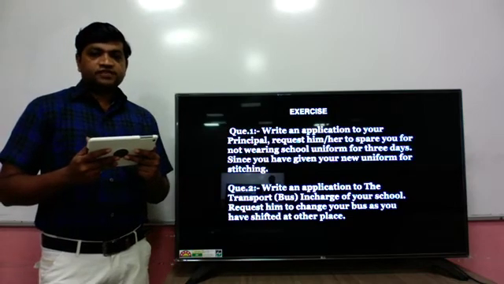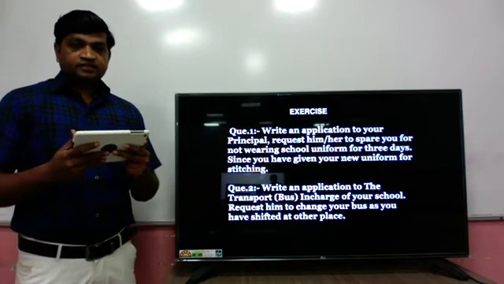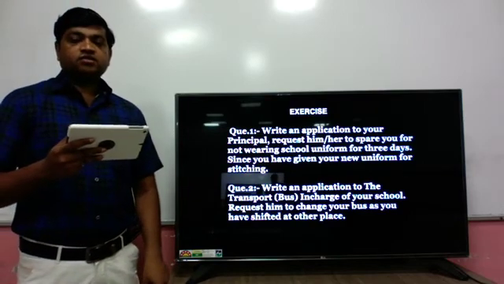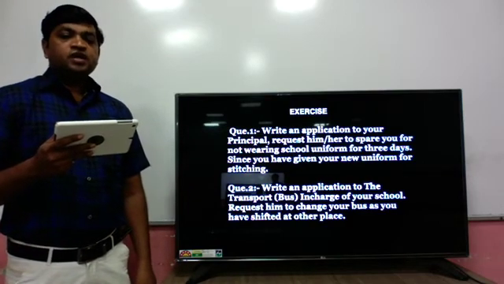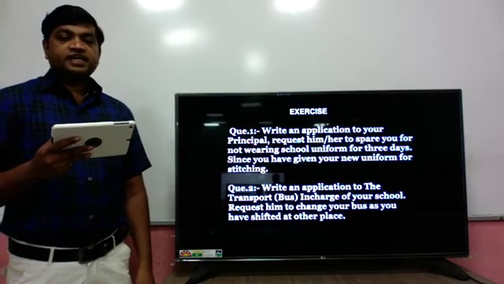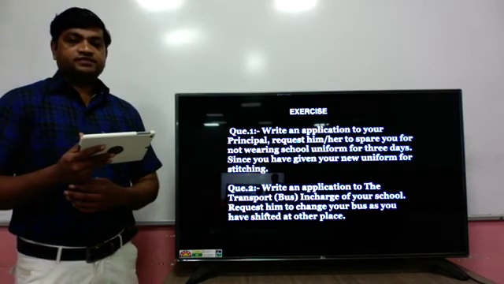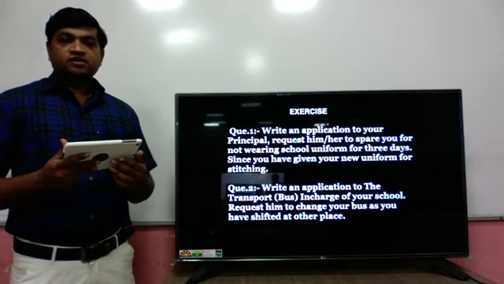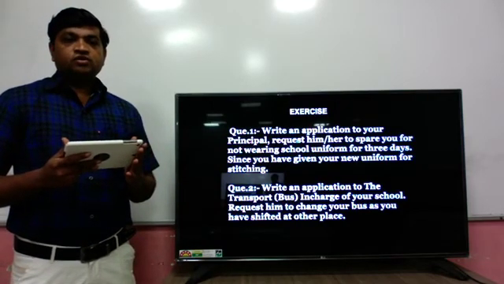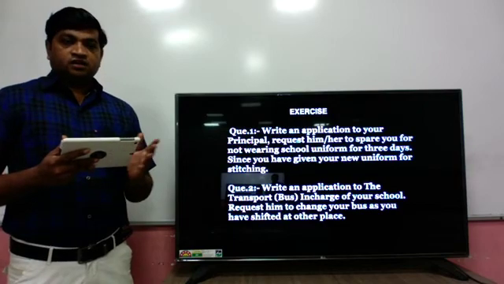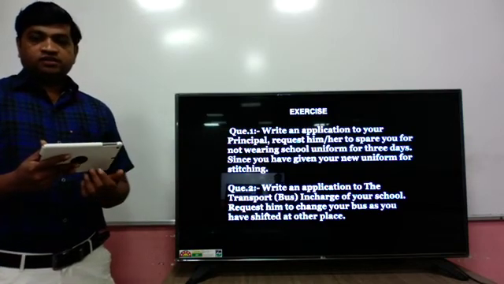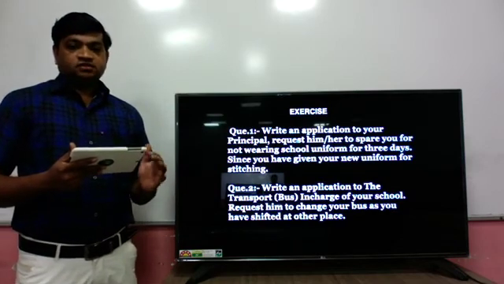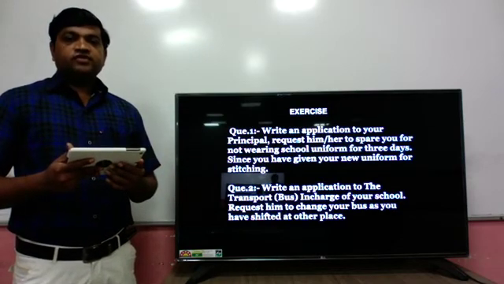Now dear students, second example. Second example is: write an application to the transport in charge or bus in charge of your school. Request him to change your bus as you have shifted to another place. Means earlier you were coming by one bus and now you have shifted to another colony or residential place. So you want to change your bus because that will be convenient for you.